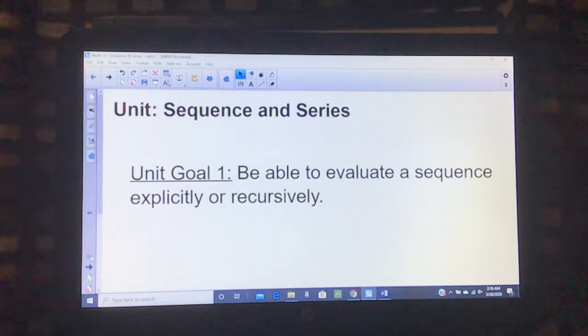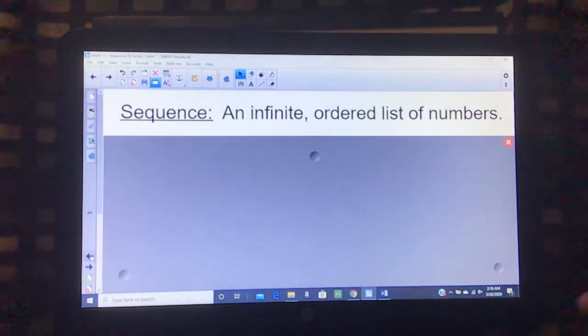The explicit, I think you'll find to be easier. It's not really, that one's pretty simple to do. Recursive, the notation's a little weird, so I'm going to hopefully be able to get you to understand how the notation works so you know how to evaluate these things. The recursive isn't difficult either once you understand what's happening, but the notation's a little tricky to read. All right, so let's look at what a sequence is for this unit goal.